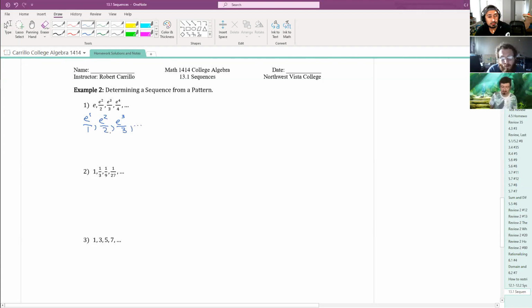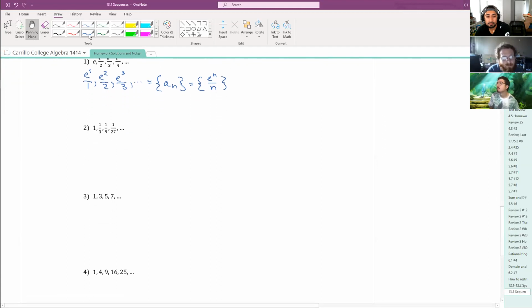So what does it seem like we're doing here every time? We're just raising the number e to a power and then dividing by that same number we're raising it to. So we could define this as braces, a sub n is equal to e to the n over n. Does that make sense? I'm going to assume that's a yes.